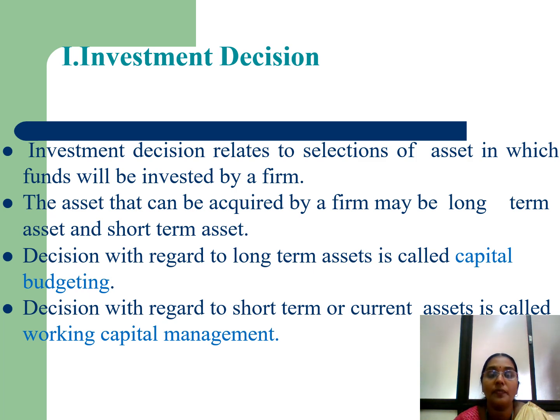And current assets are easily convertible into cash. Here, such short-term amounts are invested by the company. Decisions with regard to long-term assets are called capital budgeting. Based on these decisions, you are budgeting for the investment of capital. Another one, short-term or current assets, is called working capital management. What do you mean by working capital? Working capital is current assets minus current liabilities. The ratio is 2:1. Here the current assets are comparatively less than the current liabilities.